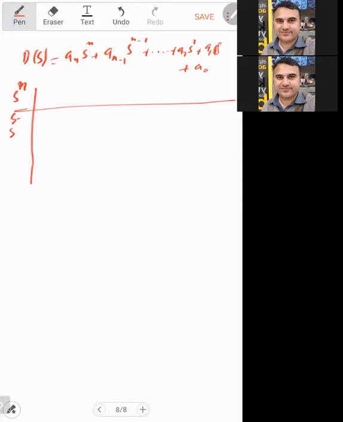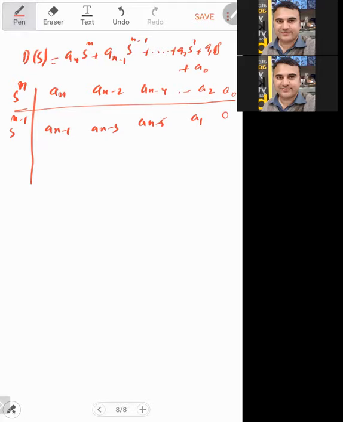Sorry, this is s to the power n minus 1. Then we started with a n minus 1, then we have a n minus 2, a n minus 3, then we have a n minus 4, a n minus 5, and finally we reach a 2, then we have a 1, and then we have a 0 and 0. So this is for the even number of the power order. So when the power order is even.